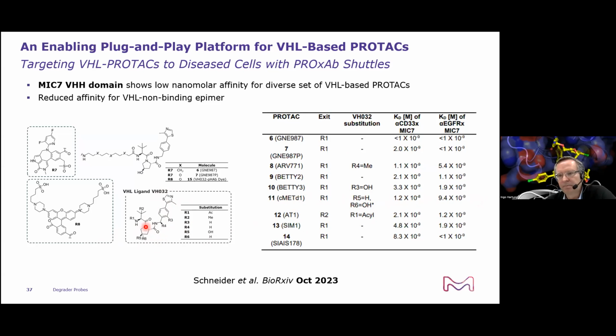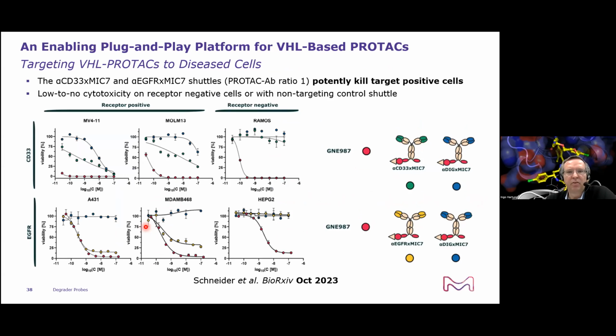Now, what can you do with these molecules? Here are some cellular studies. Let's maybe start on the bottom left, A431. This is an EGFR expressing cell line. If you treat it with a free PROTAC, this red dot, you effectively kill those cells. If you now use the PROXEP shuttle, which is generated from an EGFR recognizing antibody with the MIC7 nanobody, which is able to bind the PROTAC, you see more or less the same cell killing curve.